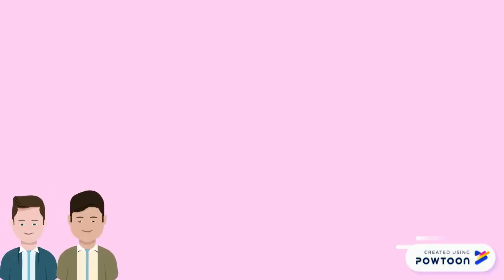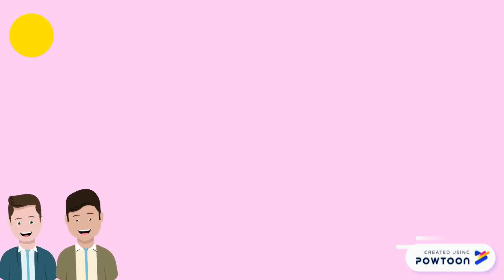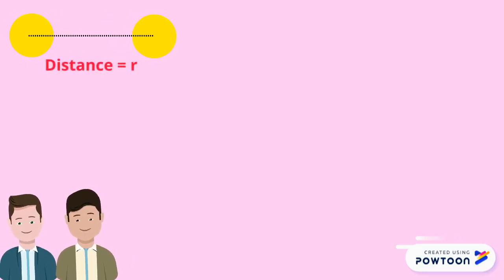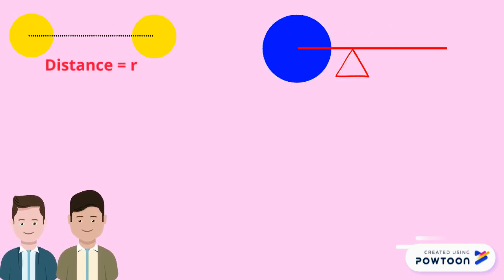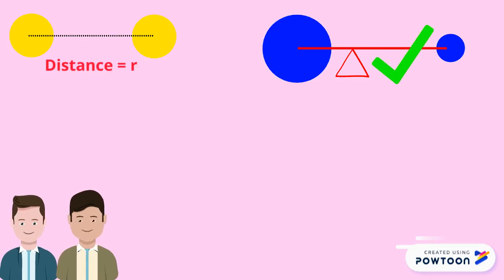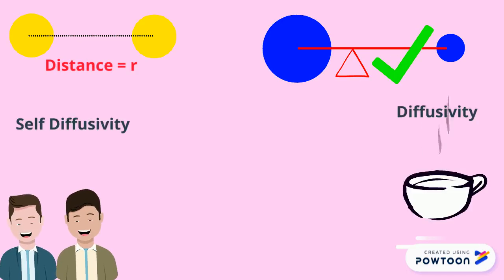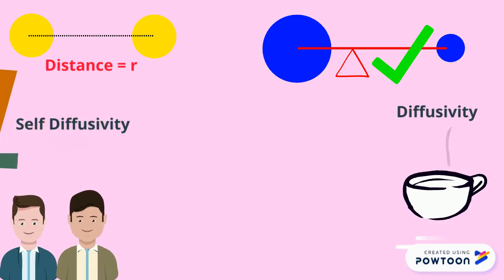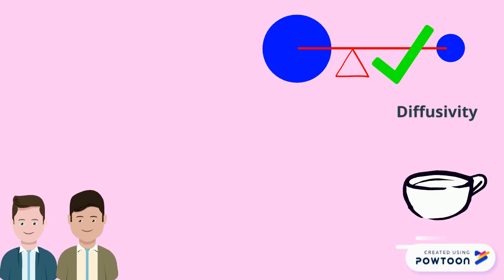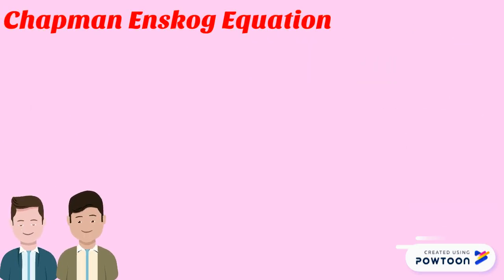In the Chapman and Enskog theory, instead of taking the distance between the molecules as a position factor, Chapman and Enskog took the center of mass as a measure of the position and as a general dynamics deciding factor. By making this clever move, the relation of self-diffusivity and diffusivity both got simplified. The famous Chapman-Enskog equation is given by the following expression.